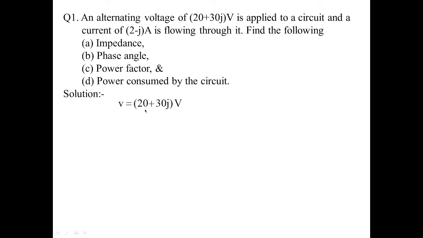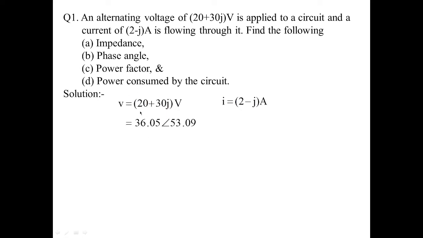We know that the V value is given in rectangular form. Rectangular means it is represented in R plus jX form, so X is here 30. We know that when current is lagging the voltage, which is the value given as 2 minus j, then it is clearly understood that this is an RL circuit.